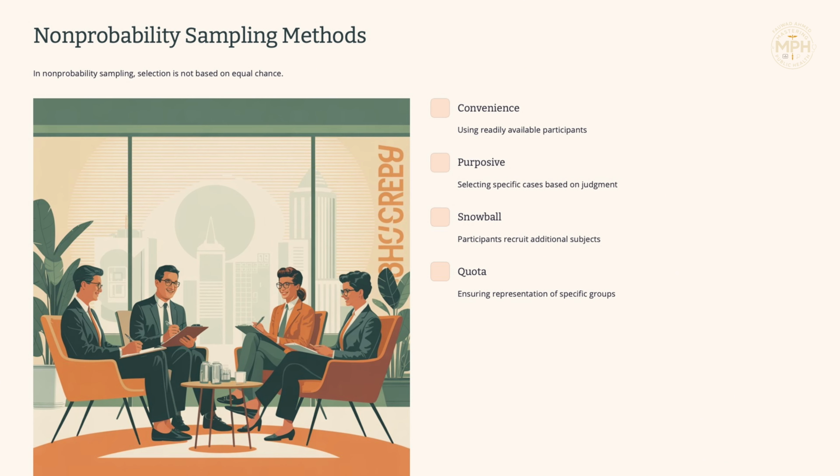Non-probability sampling, not every member has a known chance. Examples: convenience sampling, choosing whoever is easy to reach. Purposive sampling, selecting based on specific characteristics. Snowball sampling, participants recruit others. Quota sampling, sampling to meet preset group numbers. Probability sampling is best for generalizability, but non-probability methods are often more practical and common in field settings.